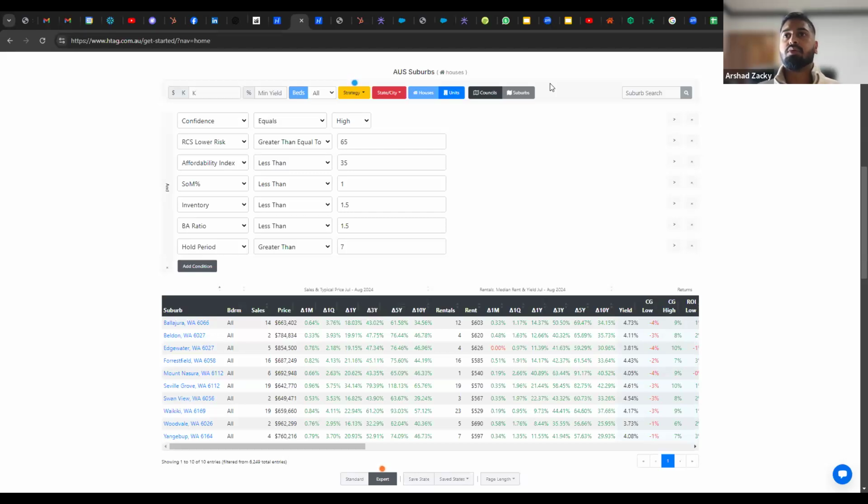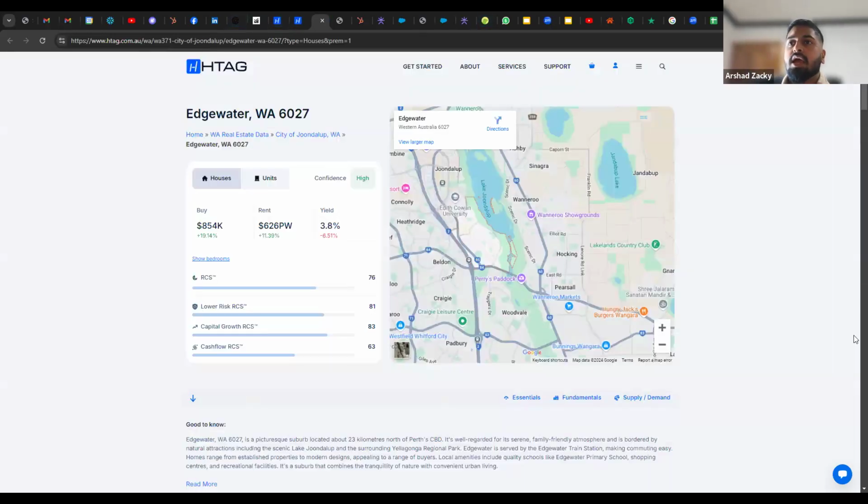Let's jump into a few of the questions that we had. I'm just scrolling up. No hard questions, please. Okay, this is an easy one, a product one. Can you compare suburbs easily using HTAG, i.e. superimpose graphs of different suburbs onto each other? Is that a feature that exists currently, Matt?